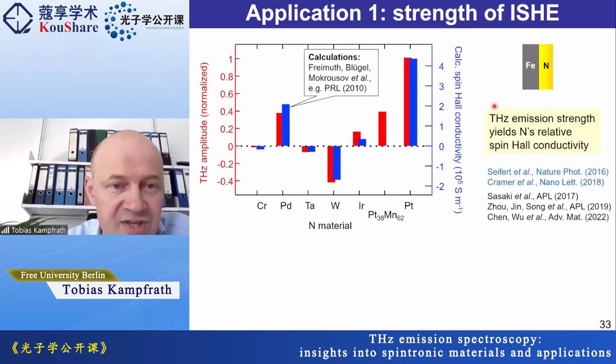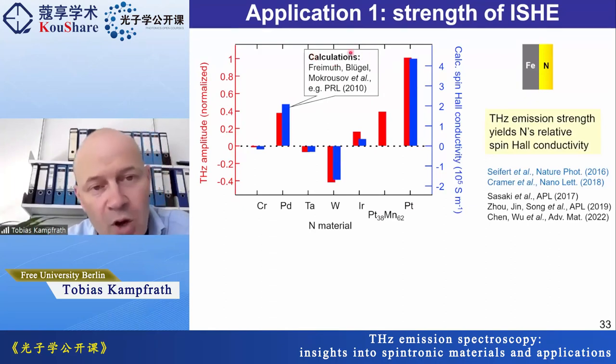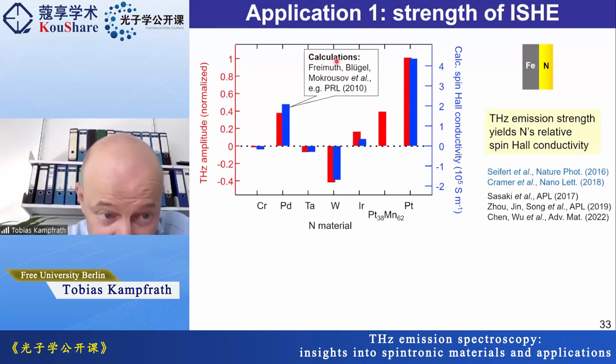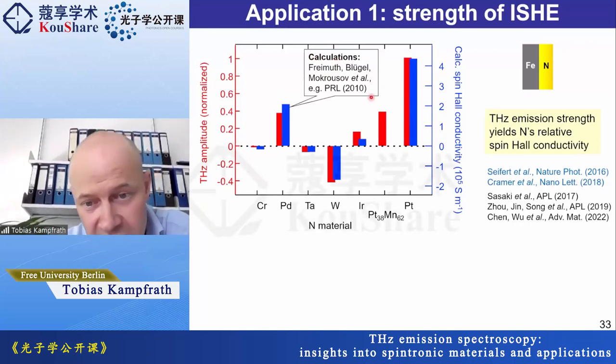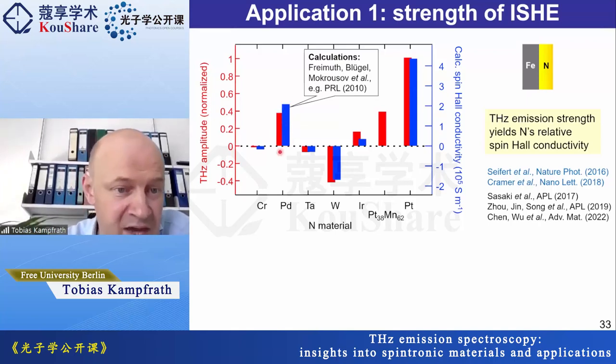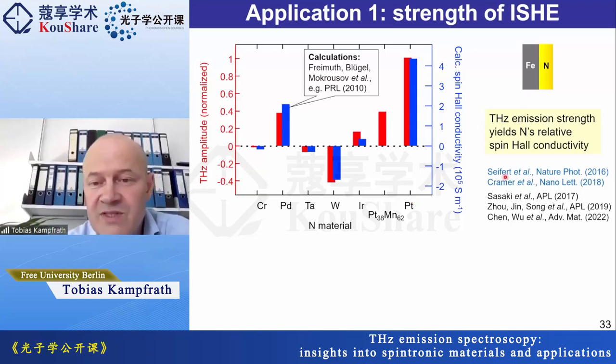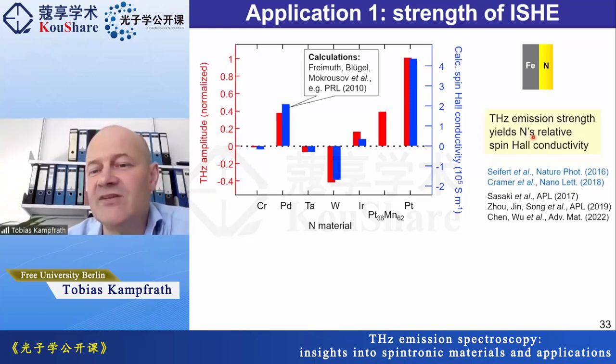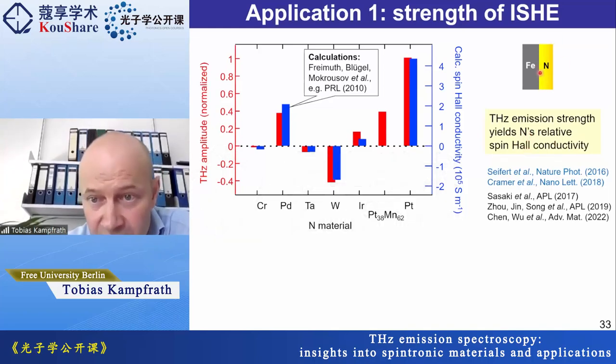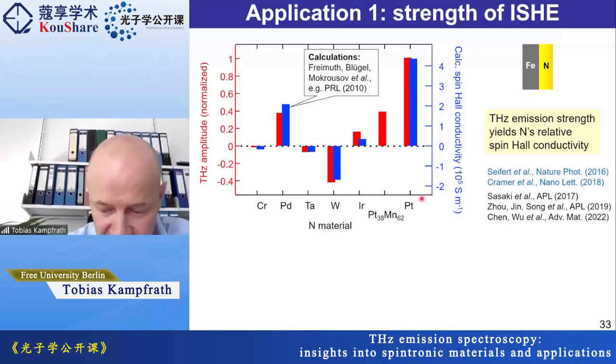And all of this is actually consistent with values that are known from low frequency spintronics. For example, these blue bars show calculations of the spin Hall conductivity, and you see that these blue bars and the measured red bars are quite consistent with each other. So this means that the terahertz emission strength yields the relative spin Hall conductivity of the material of layer N, as shown here for these examples.